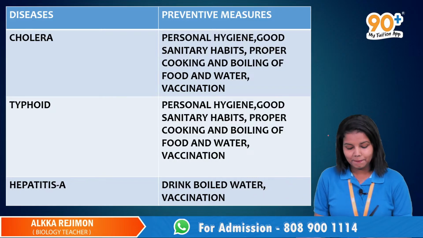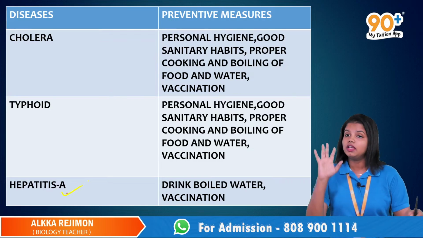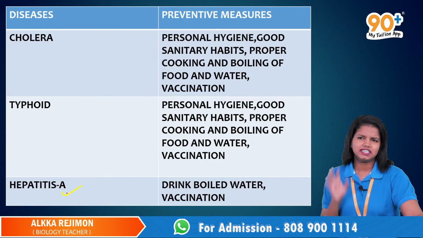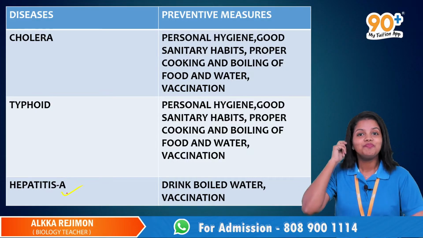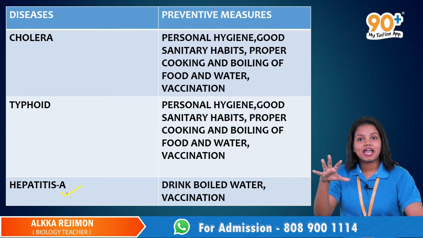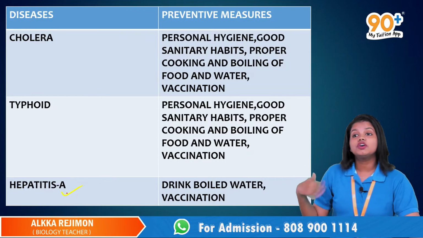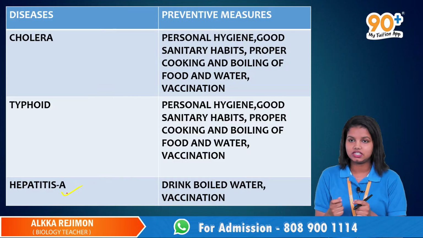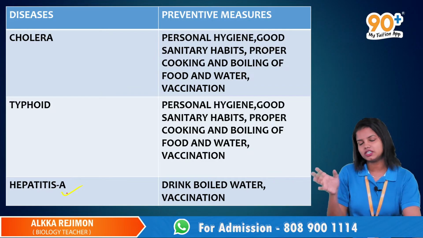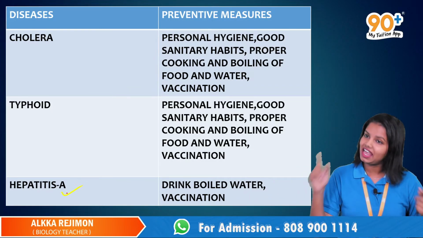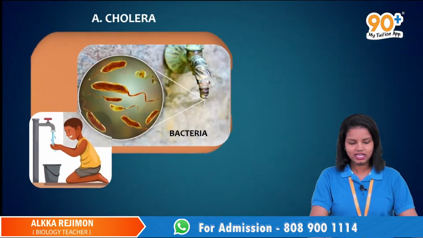And finally, hepatitis A. Yes, hepatitis A is quite different from the remaining diseases. It is a disease which is caused by a virus, right? So, hepatitis A is caused by the hepatitis A virus. This disease can also be prevented by vaccination, and along with that, drinking boiled water is another preventive measure. Yes, that's the question and the answer for your first question. Let's move on to the next section.